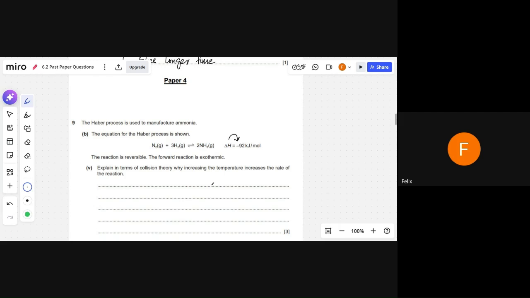So explain in terms of collision theory why increasing the temperature increases the rate of a reaction, right? And the question has 3 marks. So you must take a look at the total marks of the question before answering so that you can answer accordingly and you get full marks, right?